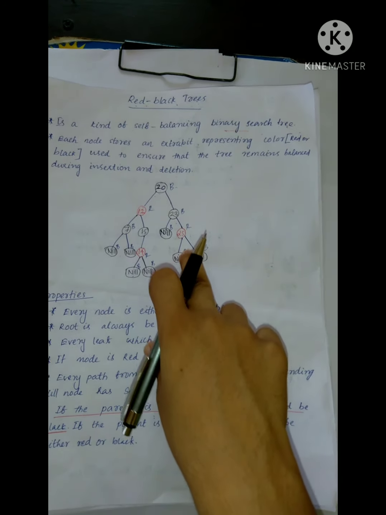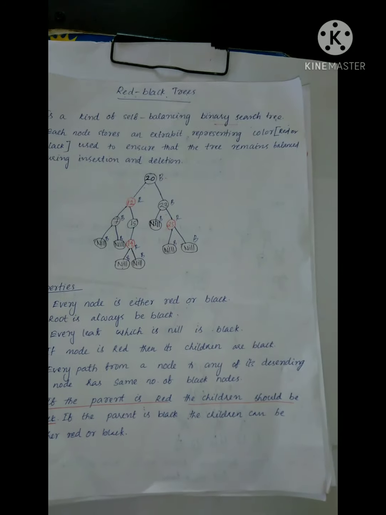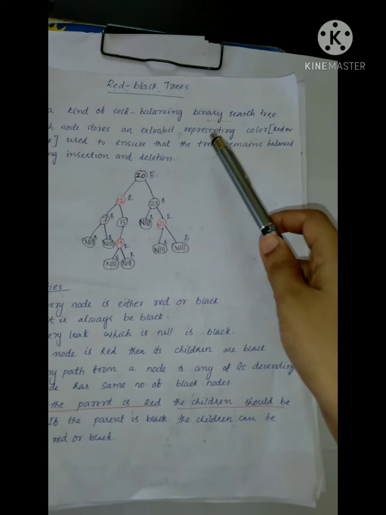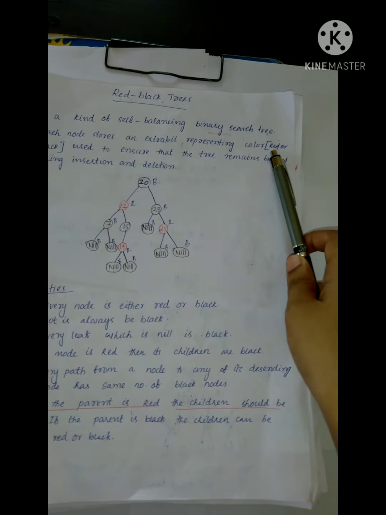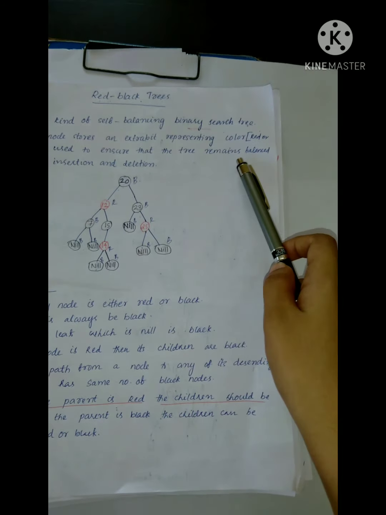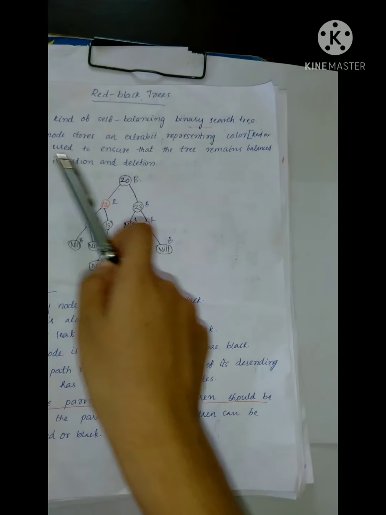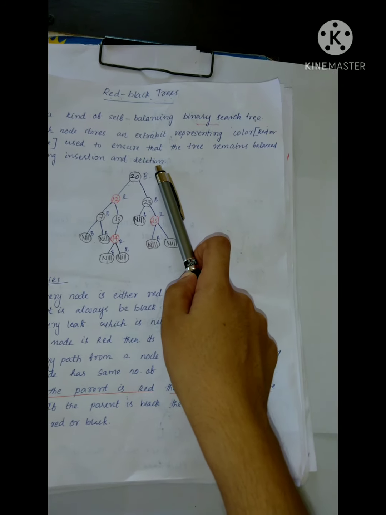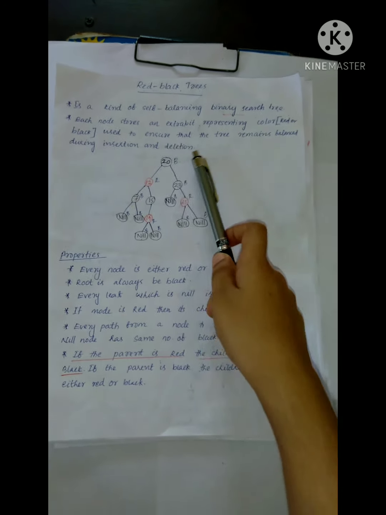Another property of a red-black tree is that each node stores an extra bit representing color, which may be red or black, used to ensure that the tree remains balanced during insertion and deletion. So we can go to the next property.